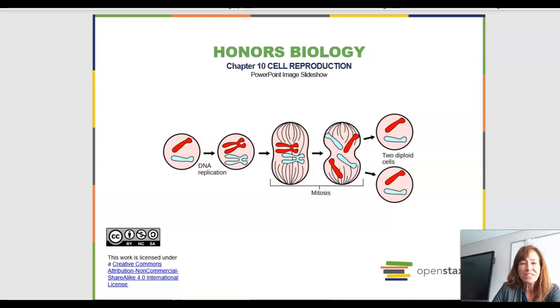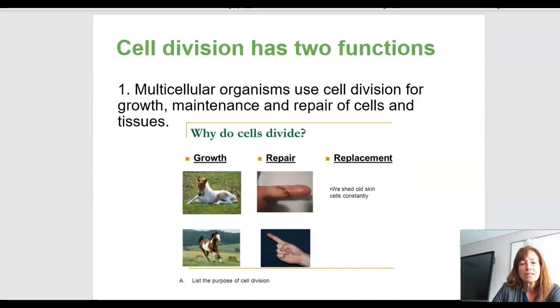So here we are in Chapter 10. We are looking at cell reproduction. Cells reproduce or divide for two main reasons. One is that we need to replace cells, we need to make more cells when we grow, we need to repair any damage to cells. So this is one of the main purposes of cell division.